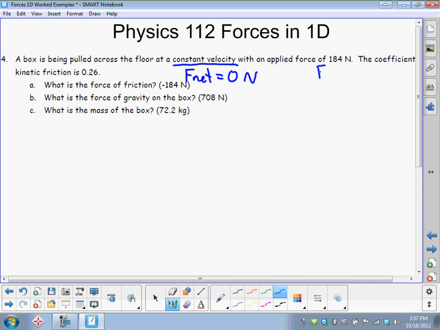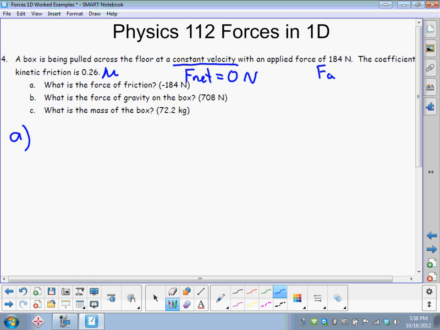Applied force is given right in words. Fa is 184, and we're given the coefficient of kinetic friction, mu, right there, as 0.26. So A, what is the force of friction? So we're given applied force and we're given net force.